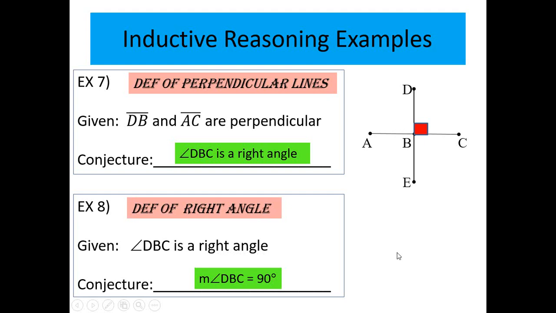You could actually see these two steps in a proof. You could say if two lines are perpendicular, then they form a right angle by the definition of perpendicular lines. If they form a right angle, then the measure is equal to 90 by the definition of right angle. So it could be two steps in a row in a proof.